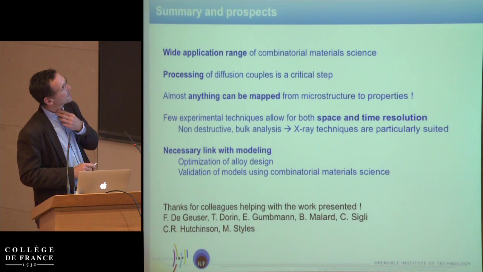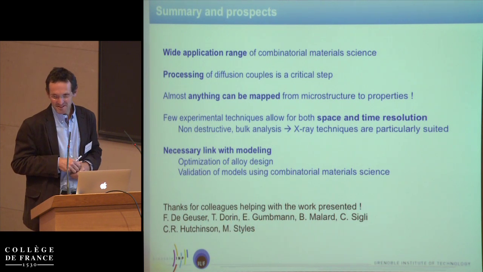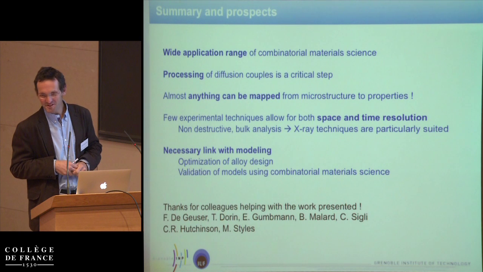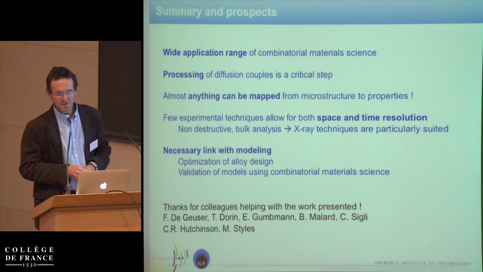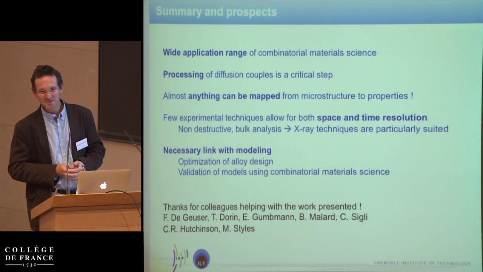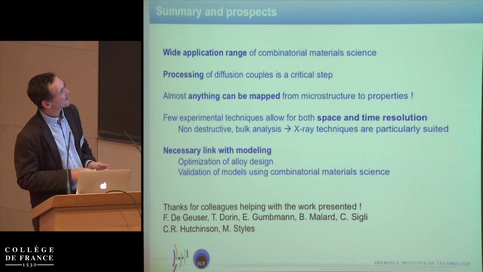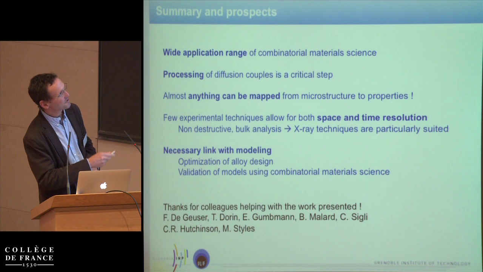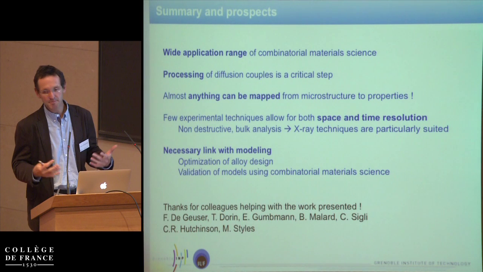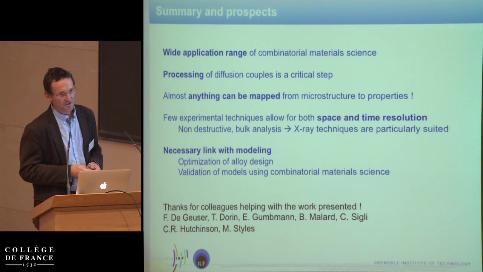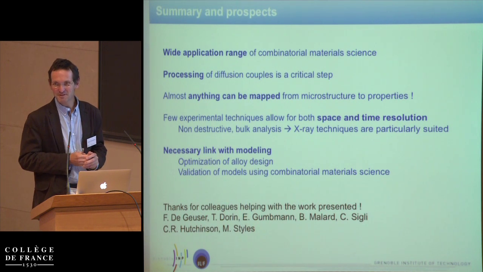A small summary. I hope I've shown you that there is a wide application range of combinatorial material science, and with that you may be able to fill a few holes in material space. If you do that, it's good to link with people who are good in processing, because the processing of these materials is quite a critical step. Almost anything can be mapped, any property, except, as I said, properties that are scale dependent, such as fracture. You can fracture only one material, and looking at the fracture in the compositional gradient is quite difficult, so this is a problem.